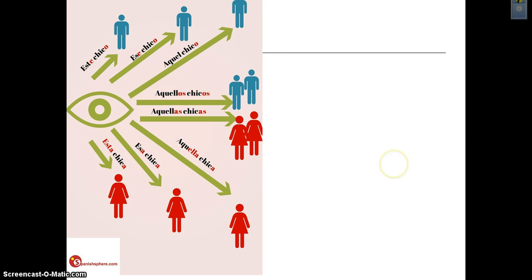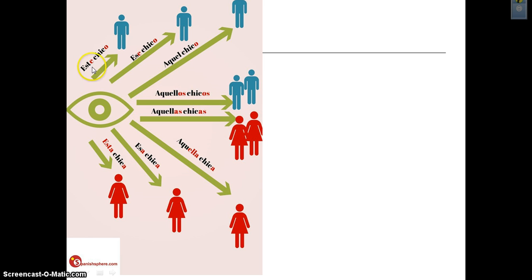Okay, so let's look at this chart. We can see this in action. So here's our vantage point. We get closest, este chico, esta chica. A little bit farther away, ese chico, esa chica. Farthest away, aquella chica, aquel chico, and then the plural, aquellos chicos, aquellas chicas.